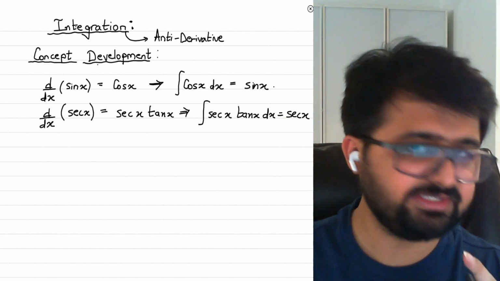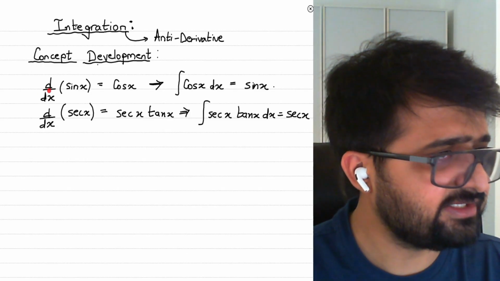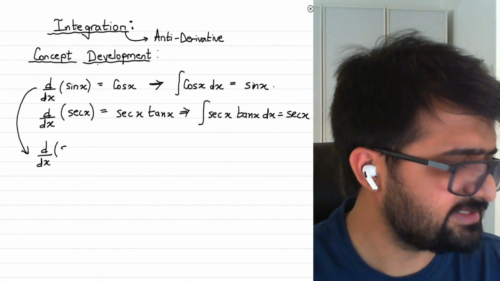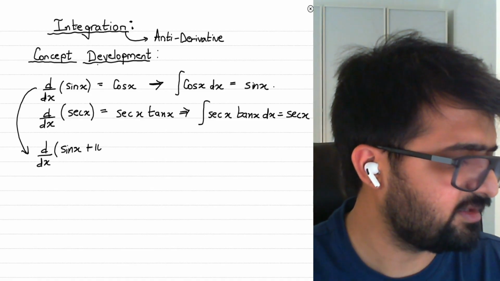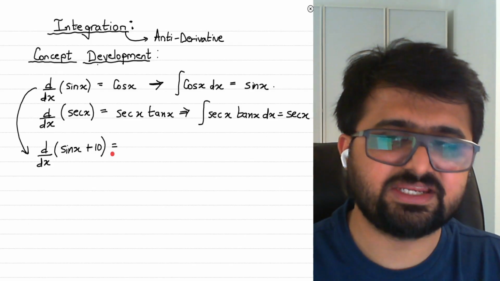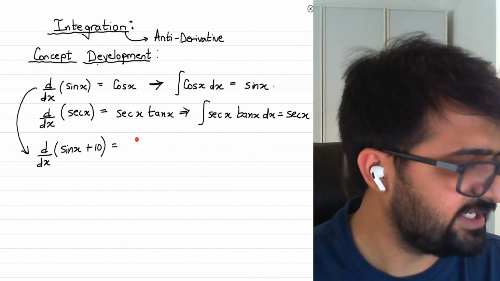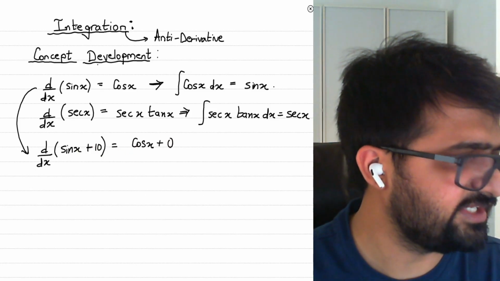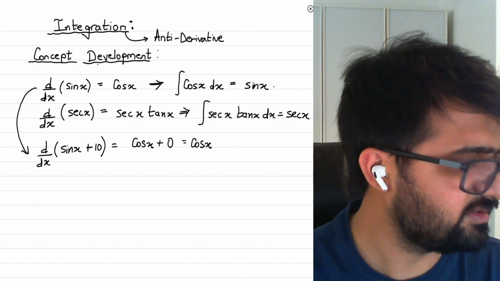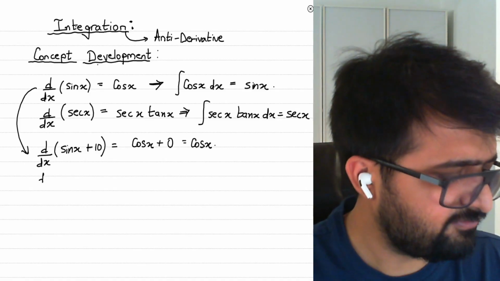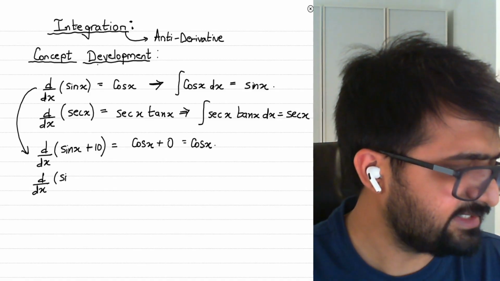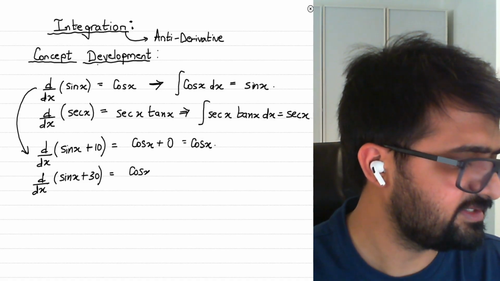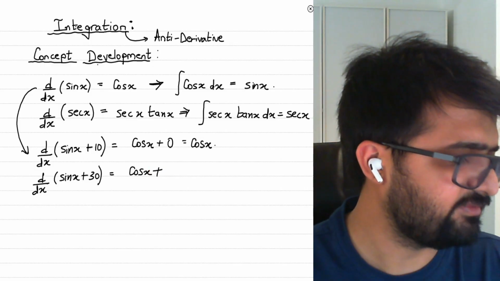All right, there is one important thing that we note here. Let's again take the example of sin x. Let's say if I take derivative of, instead of sin x, I take sin x plus 10. What is derivative of sin x plus 10? So derivative of sin x plus 10 is cos x plus the derivative of 10, which is 0, which is also cos x. Now let's see if we take derivative of sin x plus 30. This will also be cos x. Derivative of sin x is cos x plus derivative of 30 is 0.